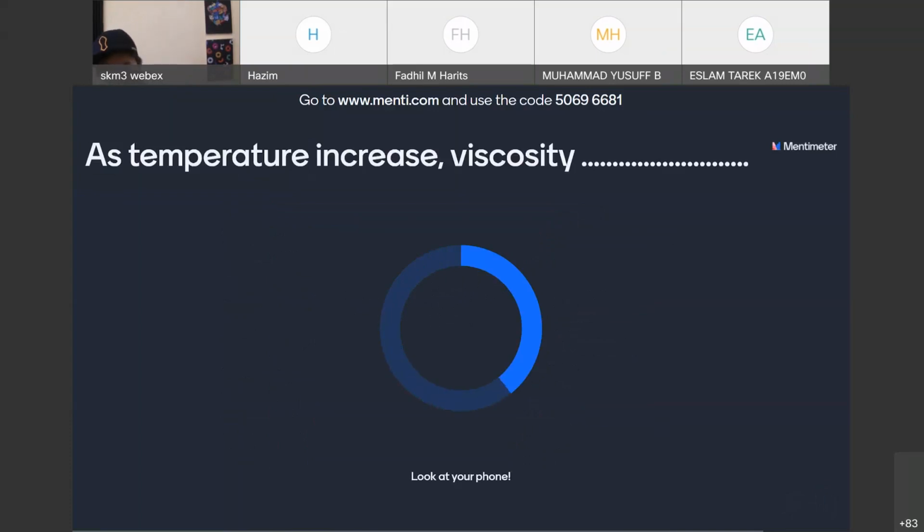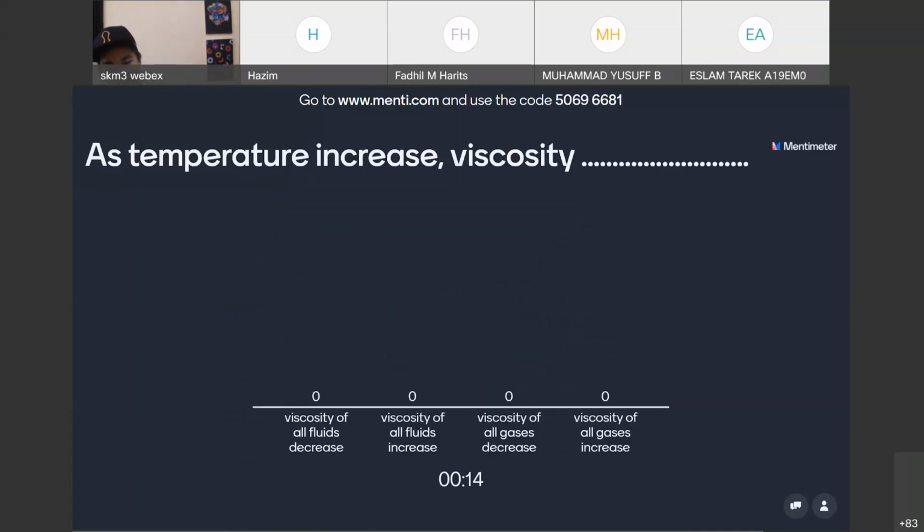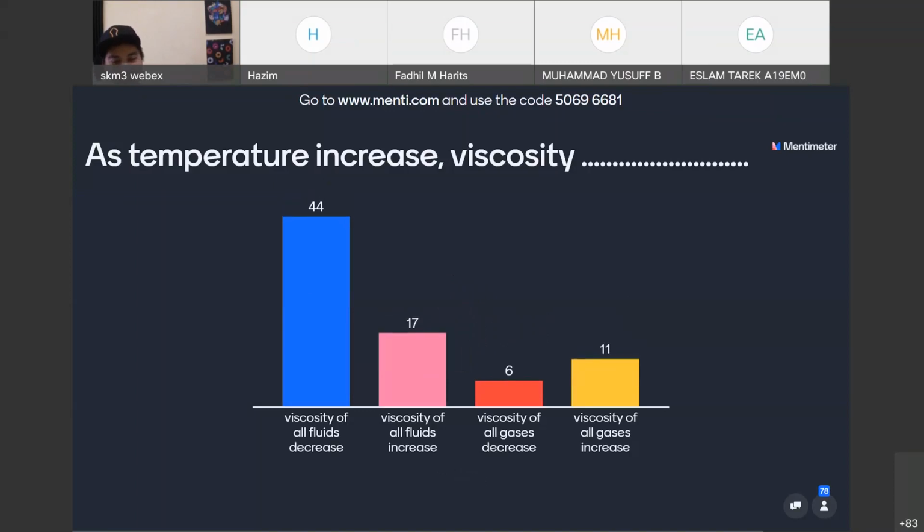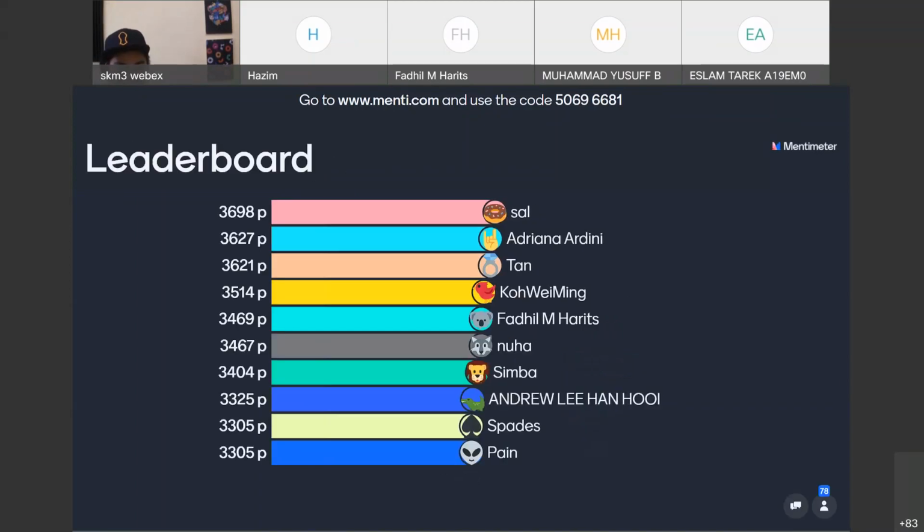Okay, as temperature increases, viscosity of what? Maybe we have 1, 2, 3 answers. 3, 2, 1. Finally. Okay. Viscosity of fluid decreases, or viscosity of all gases increases. Let's see who is the winner.